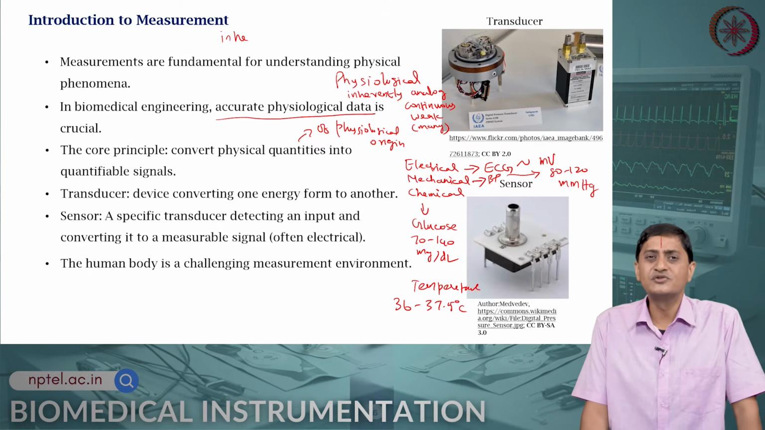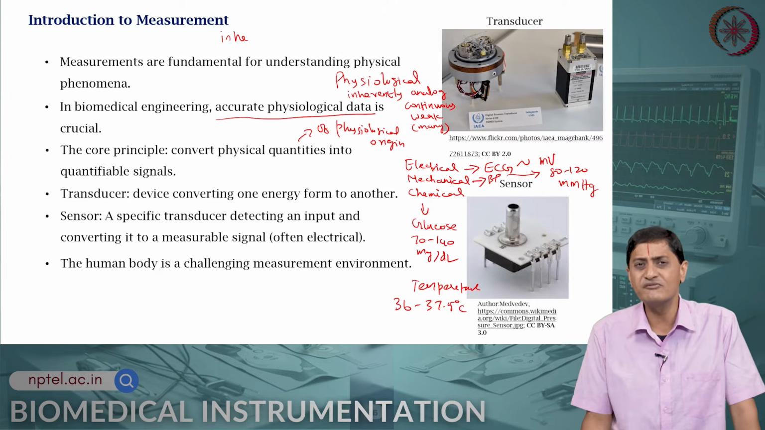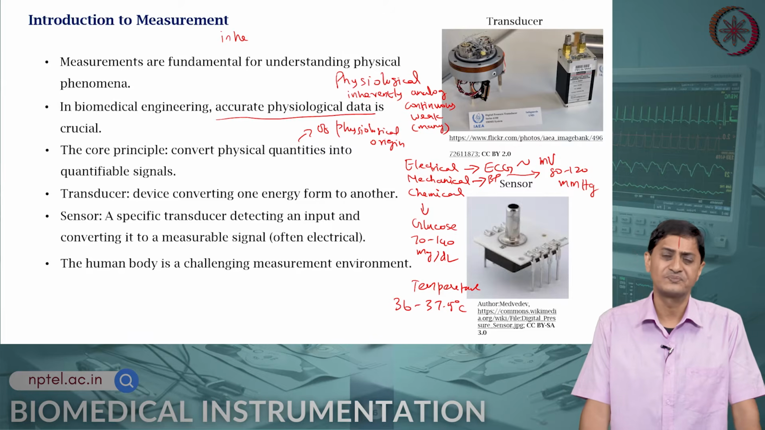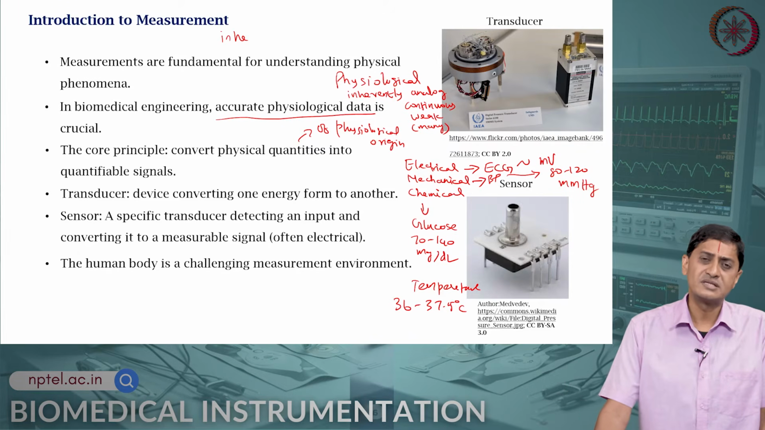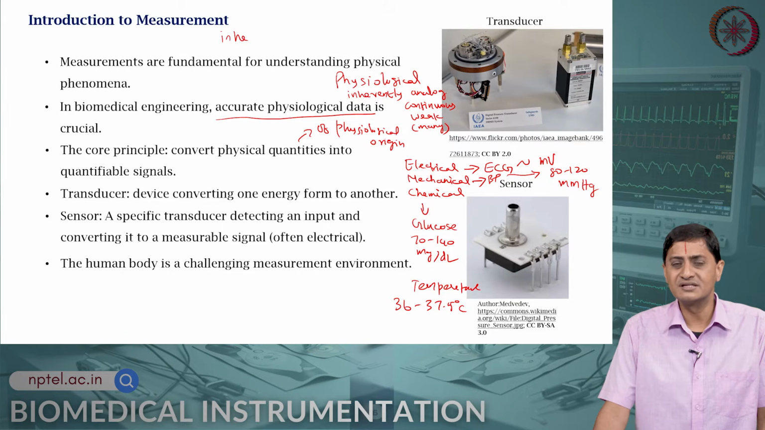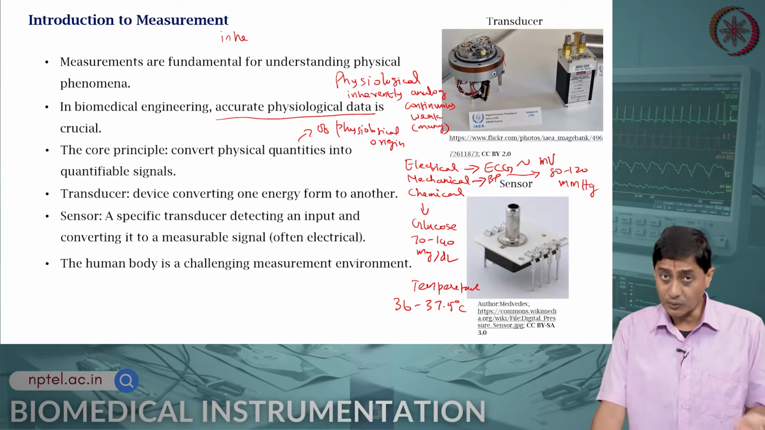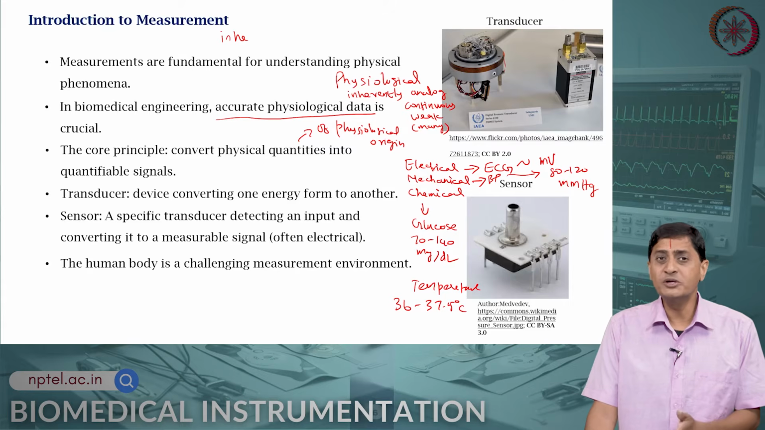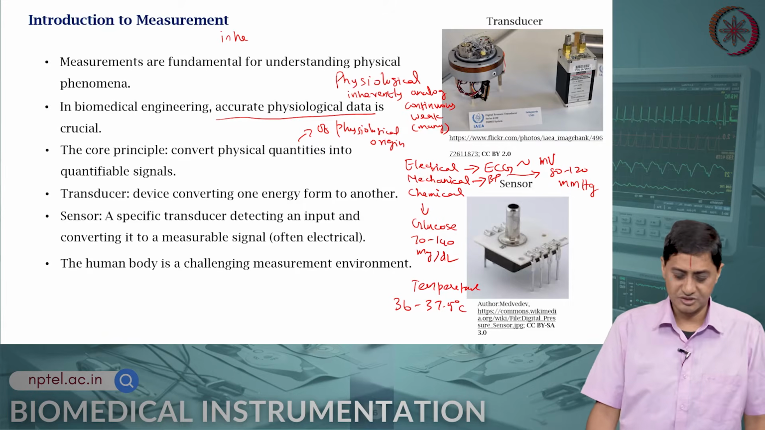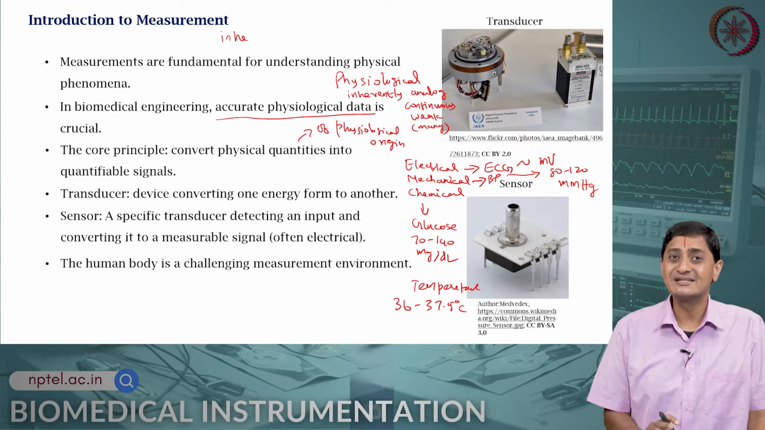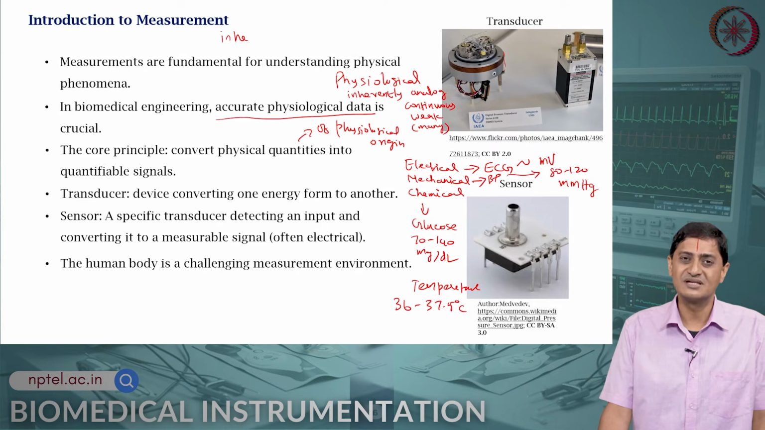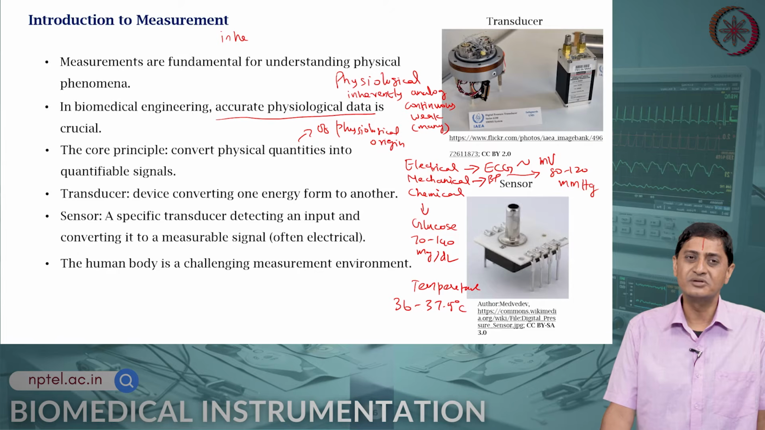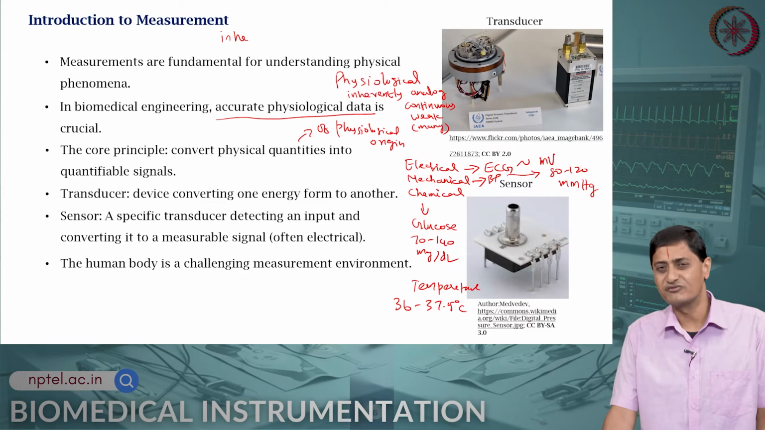Then we introduce the notion of transducers. What is a transducer? A transducer is a device that converts one form of energy to another form of energy. So that means it may convert, for example, a mechanical signal into an electrical signal, but the output need not be electrical, it can be something else also. So it is just an energy transformation system, or a device that converts energy from one domain to another domain, one form of energy to another form.